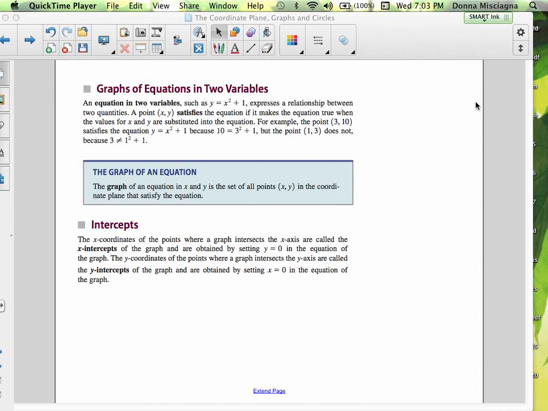plus 1. So the graph of the equation in x and y is the set of all points in the coordinate plane that satisfy the equation. Right? Sometimes our graph crosses the x-axis or y-axis or both, and those are our intercepts. The x-coordinates of the points where a graph intersects the x-axis are called the x-intercepts of the graph, and are obtained by setting y equal to 0 in the equation of the graph. The y-coordinates of the points where a graph intersects the y-axis are called the y-intercepts of the graph, and are obtained by setting x equal to 0 in the equation of the graph.